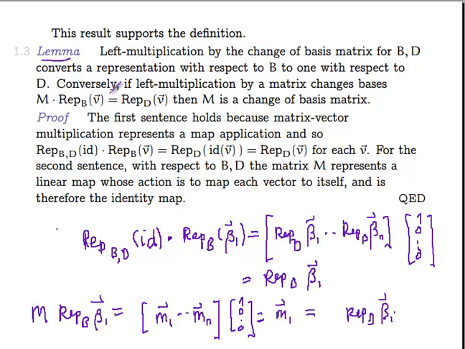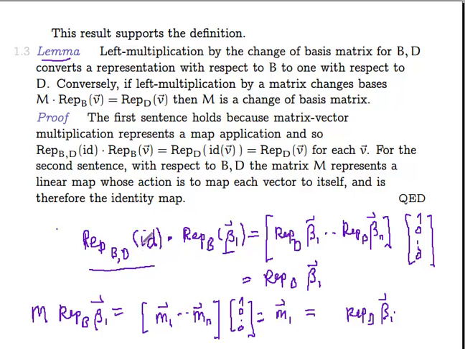So what are we trying to show here? Left multiplication by the change of basis matrix for B, D converts a representation with respect to B to one with respect to D. Let's see what this matrix multiplication does basis vector by basis vector. If this is true for all the basis vectors, then it will be true for all the vectors by linearity.